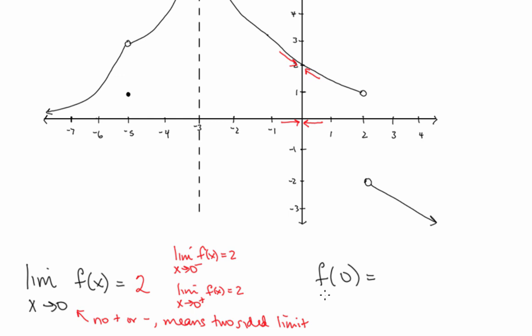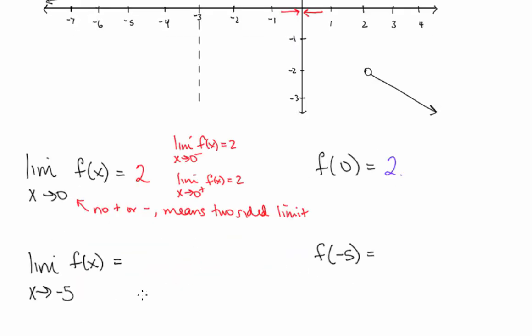Here we're asked just to evaluate f of 0. This is saying, what is the y value associated with x equals 0 for this function? When x is equal to 0, we have this point here, y is equal to 2. This is saying f of 0 is equal to 2. In this case, the limit and the function evaluation are the same, but that's not always the case, as we'll see in the next example.